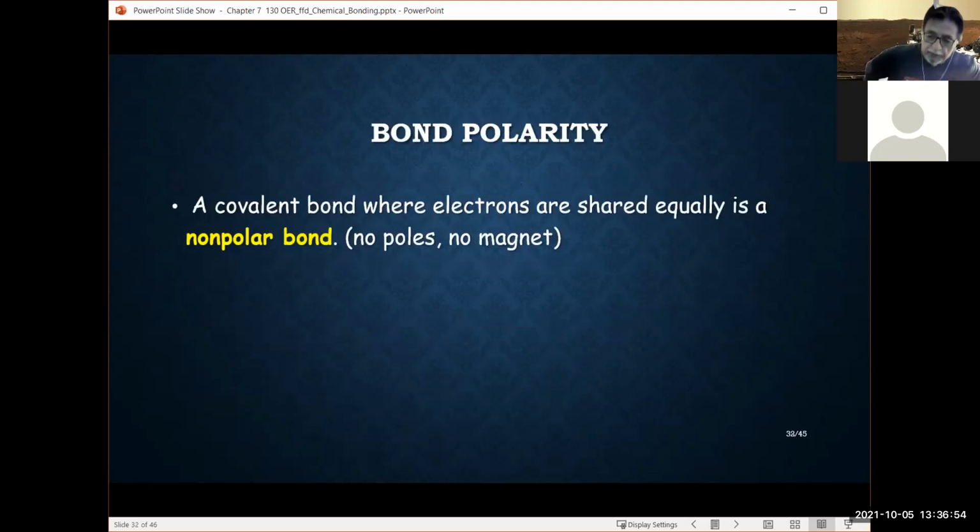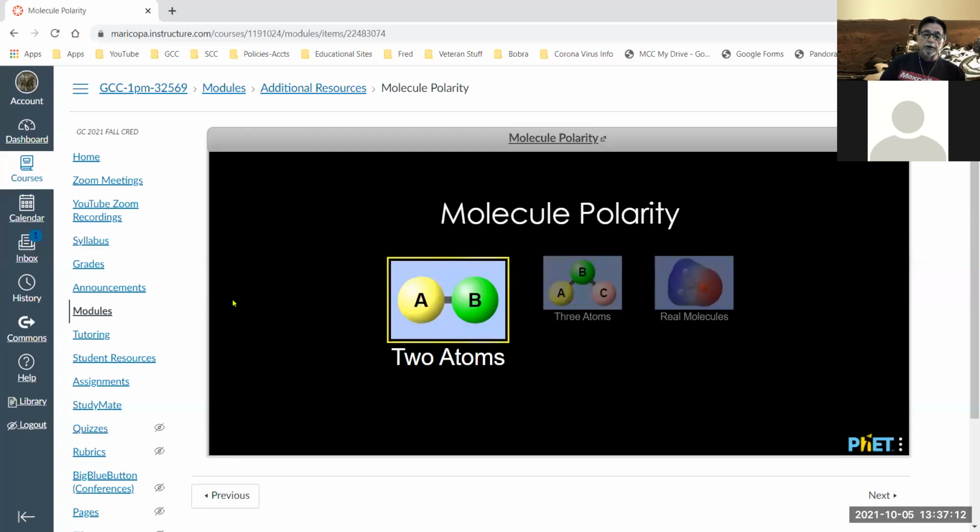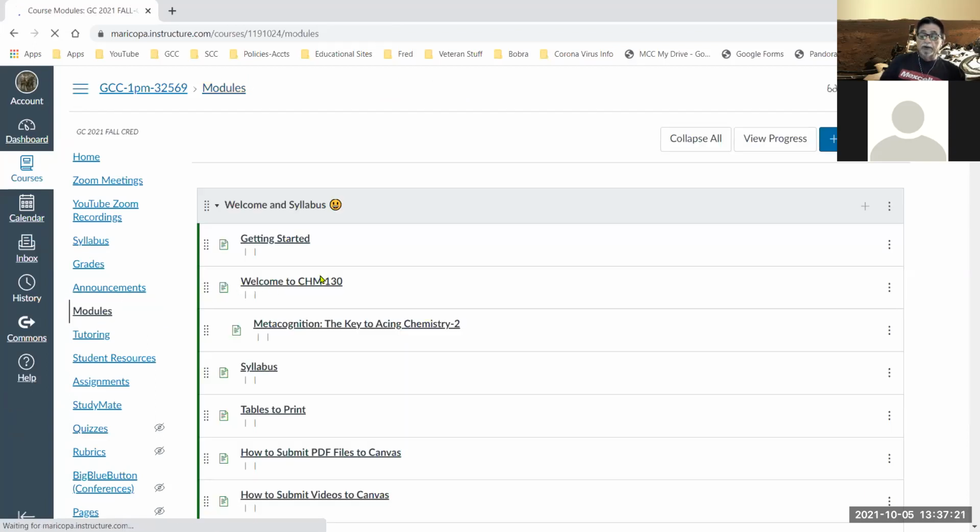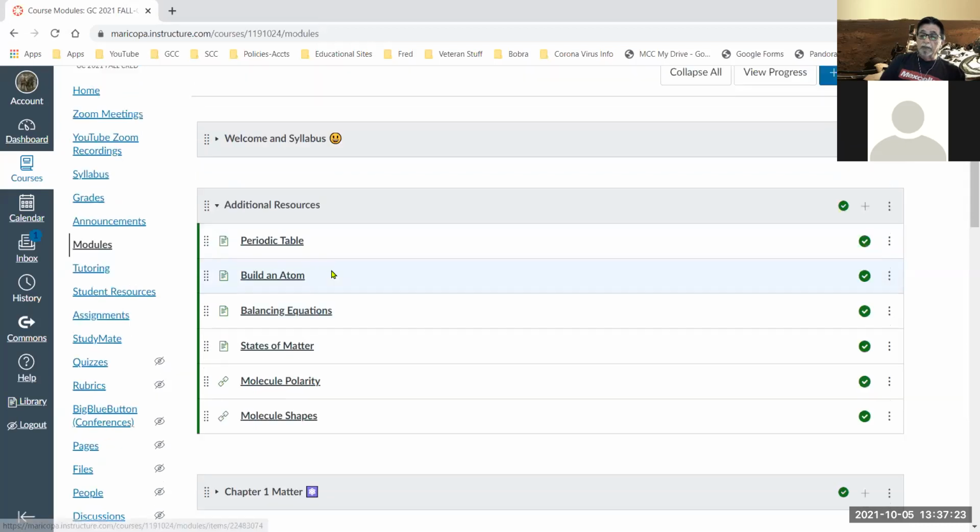All right, which brings us to a topic called bond polarity, which is related to electronegativity. What I'm going to do is direct you to Canvas, under the modules. You have a module called additional resources.